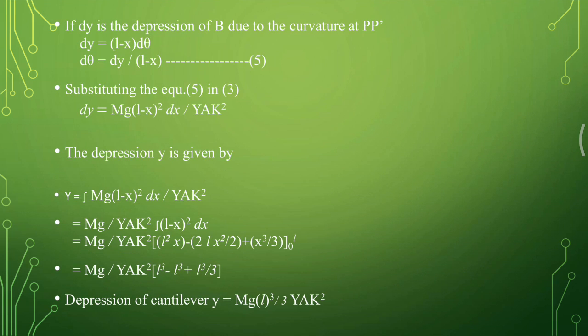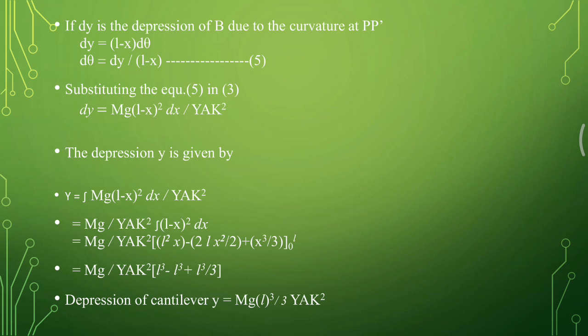If dy is the depression of the beam at the point B due to the curvature P dash, which is again represented in the figure, then dy, the depression produced beyond the point P, is equal to L minus x into d theta, or d theta is equal to dy by L minus x.